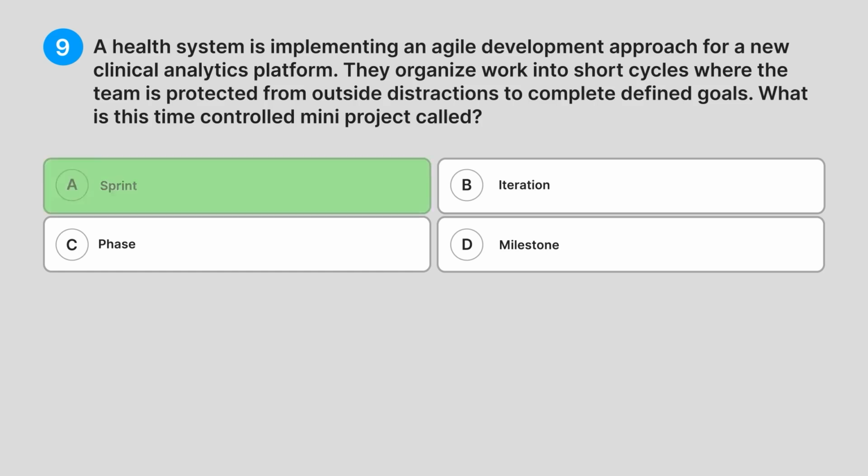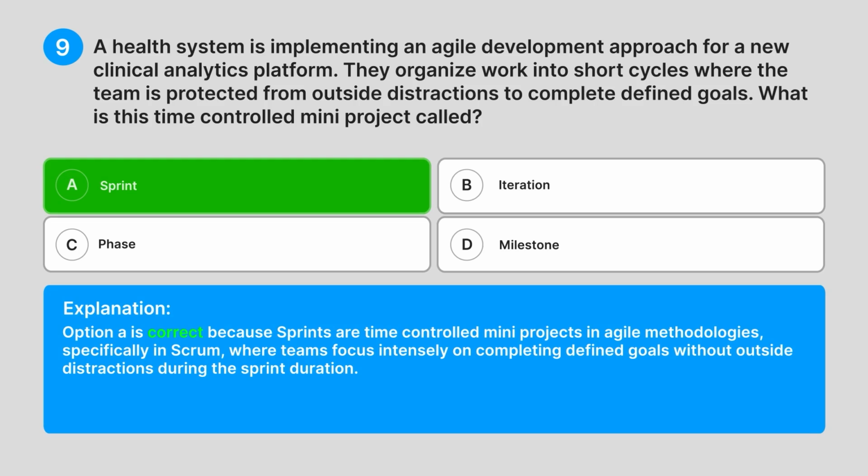Correct answer, A. Sprint. Explanation: Option A is correct because sprints are time-controlled mini-projects in agile methodologies, specifically in Scrum, where teams focus intensely on completing defined goals without outside distractions during the sprint duration.